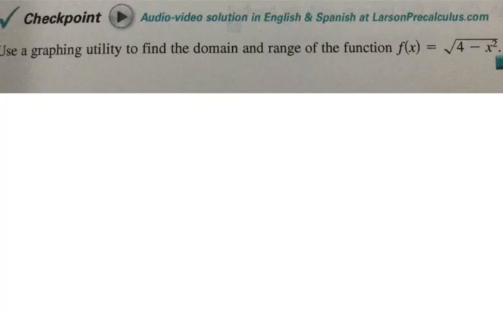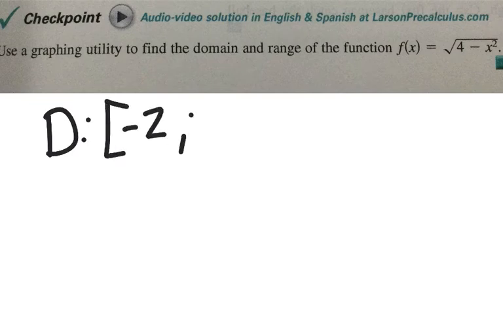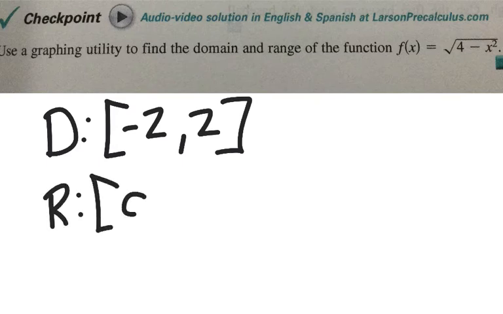Okay, so what is our domain? And those should both be included. -2 up to 2. Then the range is from 0 to 3. Both of those are included. Any questions?